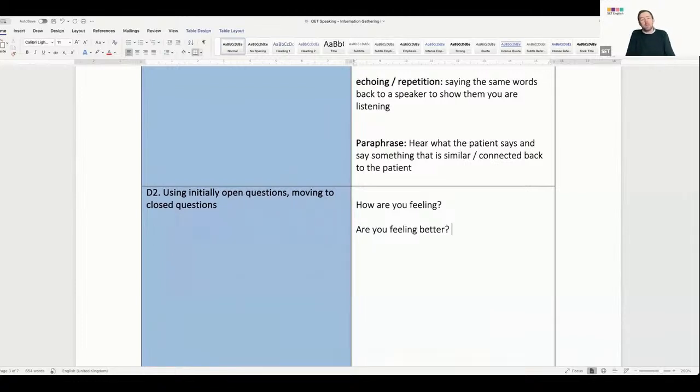An open question is something that you ask and you sort of say, okay, here, you can tell me anything you like about this thing. So closed questions, generally with these basic auxiliaries. Do you have any pain in your elbow? Have you taken any painkillers? All of these are closed questions because they finish with yes or no.